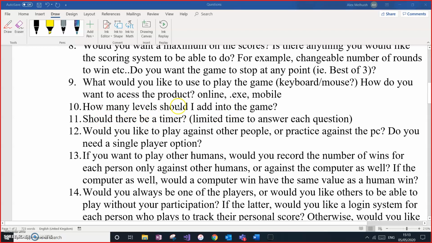So how many levels should I add into the game? This is kind of talking about difficulty, isn't it? So number 10, difficulty. In the basic version of the game, there should be the opportunity to play against a computer-based opponent, and that computer-based component just needs to be able to make valid moves. Okay, so they just need to be able to put zeros or X's onto the board. There doesn't need to be any thought about it.